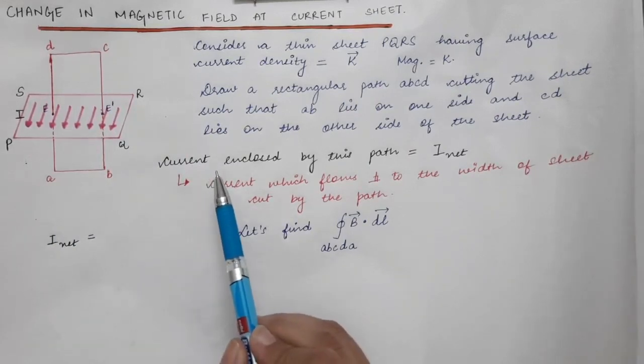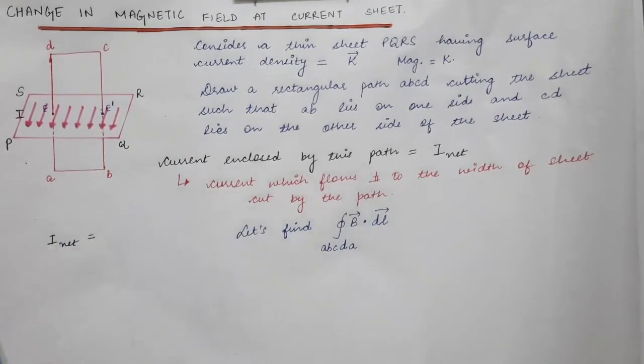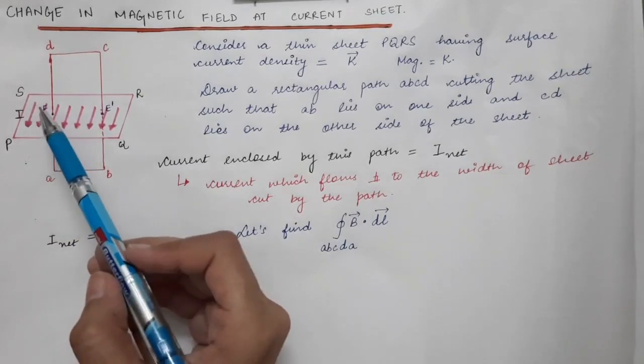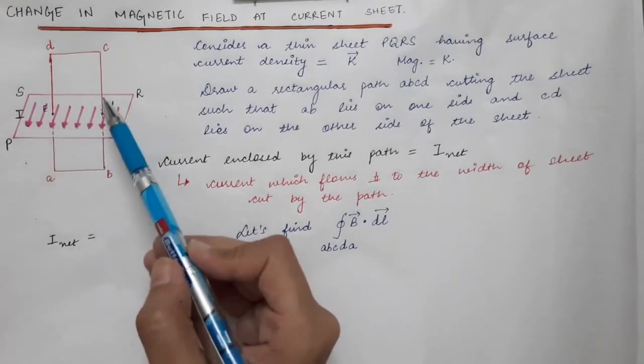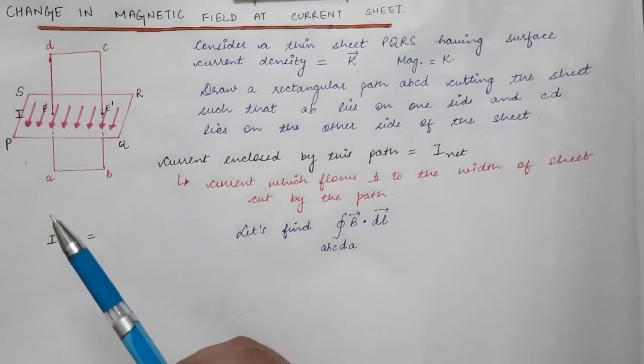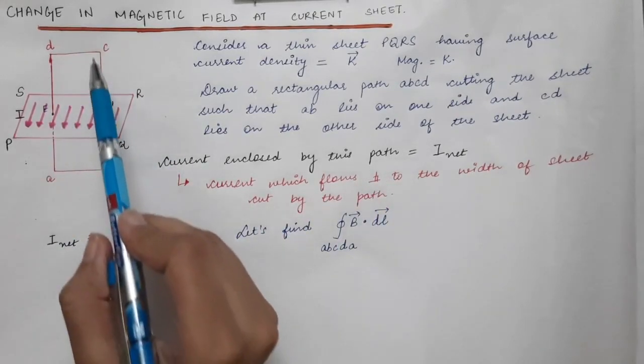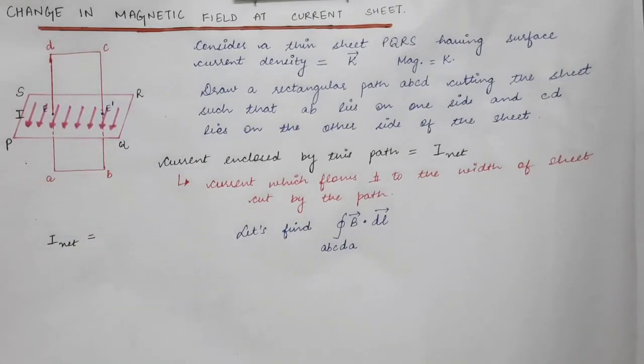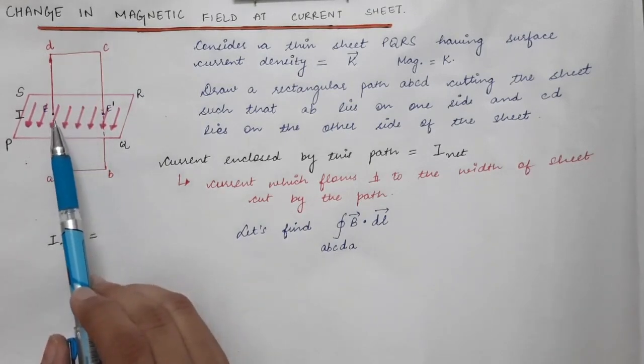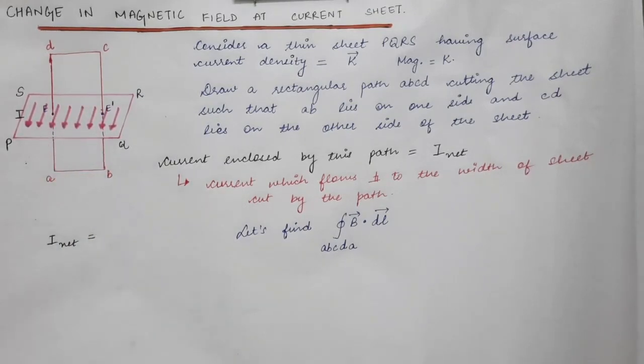Now what is the current which is enclosed by this path? As we have said that a certain amount of current is flowing through this sheet, but what is the current which is enclosed by this path? To use Ampere's circuital law, we must find out the current which is enclosed by the loop. So what will be the current enclosed?